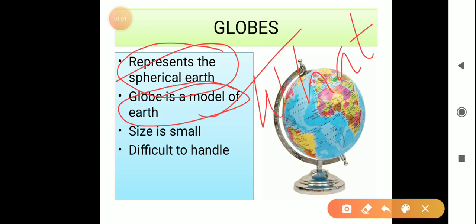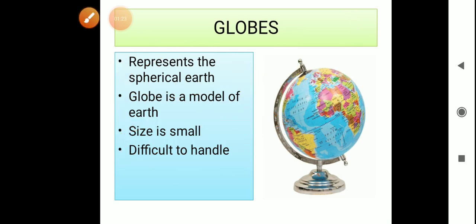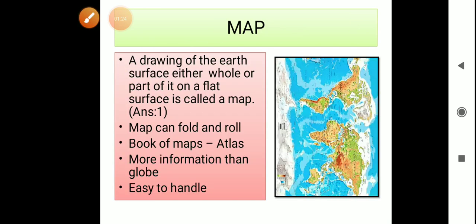Their size is smaller, but details such as smaller towns and villages of a country cannot be shown on a globe. Larger globes show some more details, but it is difficult to handle them. That is the problem of a globe. Now we are going to learn about maps.